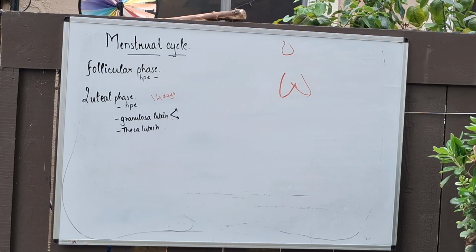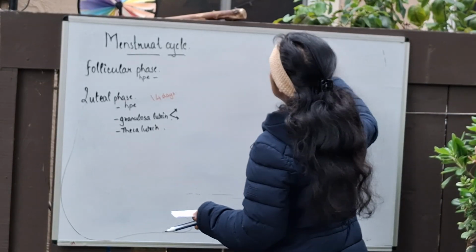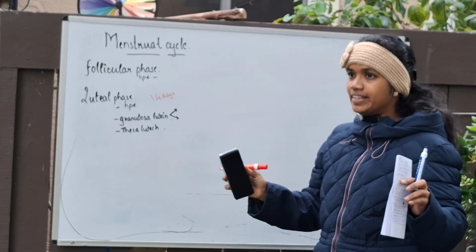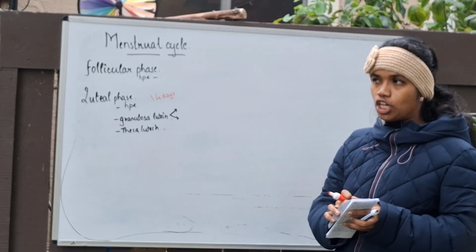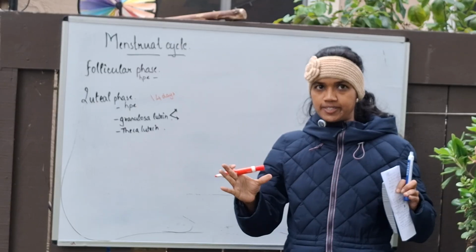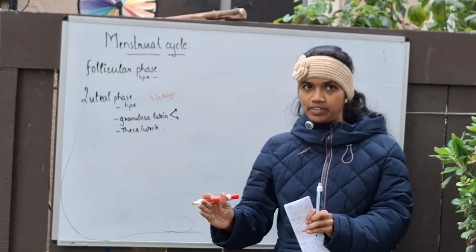Hello everyone. So let's see in detail about the menstrual cycle. So what is menstrual cycle? The menstrual cycle describes the phases that happen during the menstruation. So it is widely divided into two important phases. The first half is the follicular phase and the second half is the luteal phase.